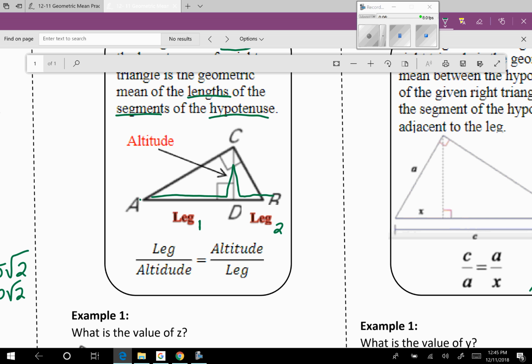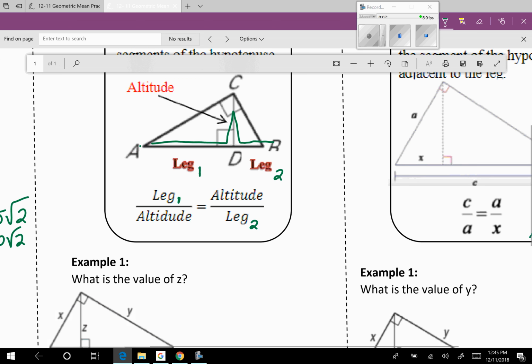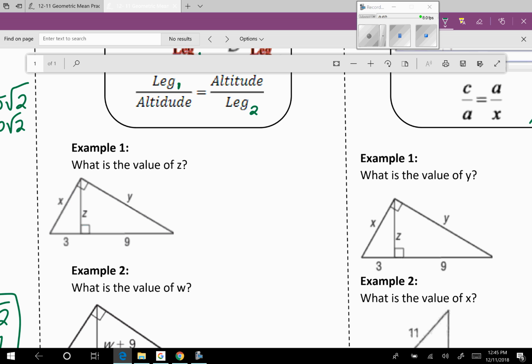So now you've got this formula down here. It's leg 1, so make sure you put that, over the altitude is equal to the altitude over leg 2. So that's all you got to do. The two legs are on a diagonal from each other. The altitude is on a diagonal. So we'll do an example. What is the value of z? Well, z is our altitude. So we're going to use the heartbeat rule.